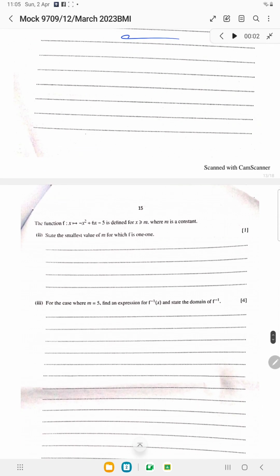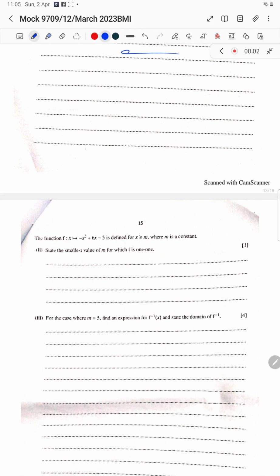Okay, it's a 1 mark question, a simple question. The function is this, with the consideration that m is 3. We know that f(x) = -(x - 3)² + 4, we have already done this. State the smallest value of m for which it is a one-to-one function.